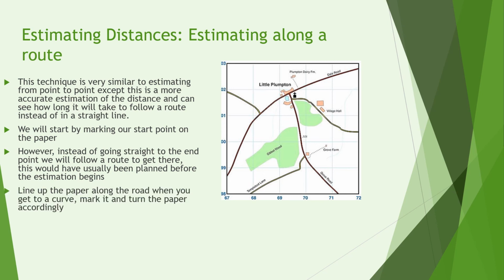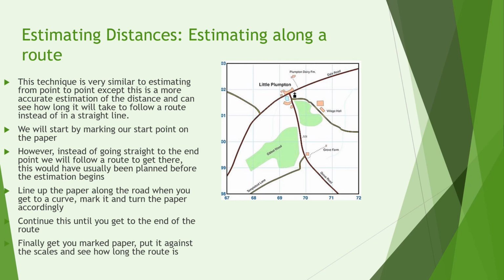Line up the paper along the road where you wish to get a curve, mark it and turn the paper accordingly. So for this example, we're going to move from Grove Farm to the place of worship. We'll line our paper up following the road which goes to the southwest from Grove Farm and mark it along there. When it gets to the slight turn as it leads on to Grove Road, we'll mark it, turn the paper 90 degrees and continue along the road. Keep doing it, keep marking when it comes to corners until we get to the place we want to get to.